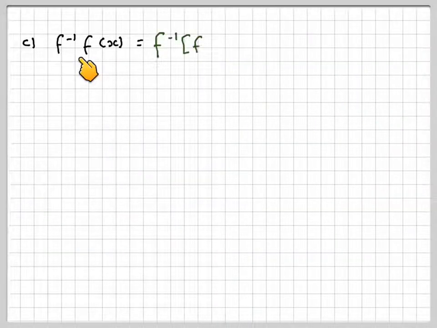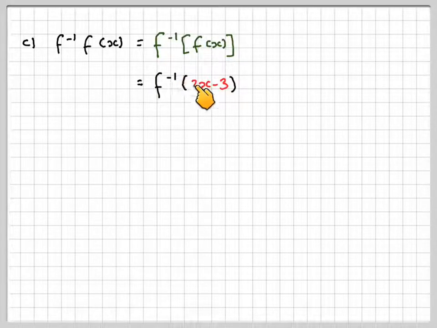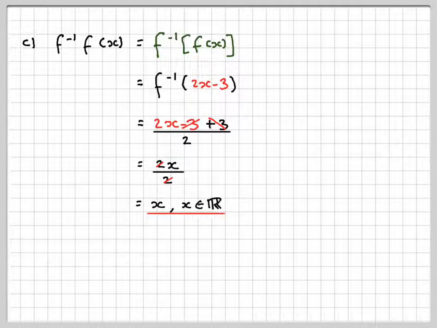Now if we did f to the minus 1 of f of x, first we do f of x and then the inverse of it. So we need to do f to the minus 1 of 2x minus 3. We now take 2x minus 3, because this is the x in the inverse. We add 3 and we divide by 2. Now we cancel out the minus 3 and the plus 3, so we end up with 2x over 2, which gives me just x, belonging to the set of all real numbers.